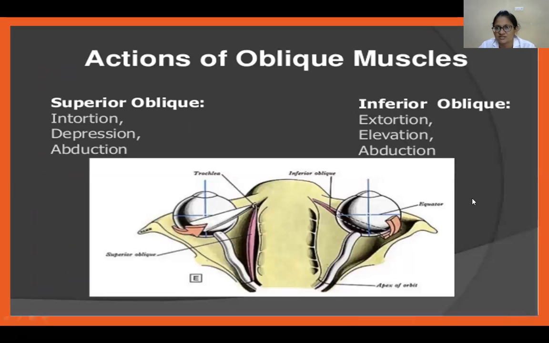Okay, what are the actions of the superior oblique muscle and inferior oblique muscle? The superior oblique muscle produces intorsion of the eyeball, depression of the eyeball, and abduction of the eyeball. Whereas the inferior oblique muscle produces extorsion of the eyeball, elevation, and abduction of the eyeball. Okay, these are the movements produced by the superior and inferior oblique muscles.